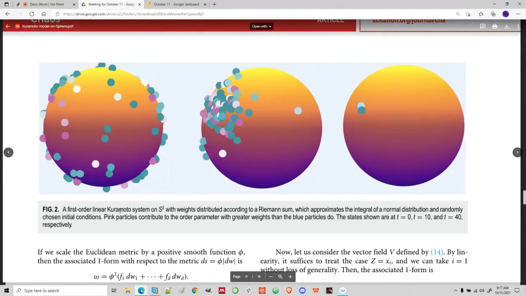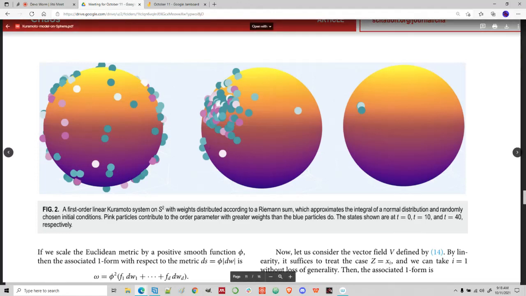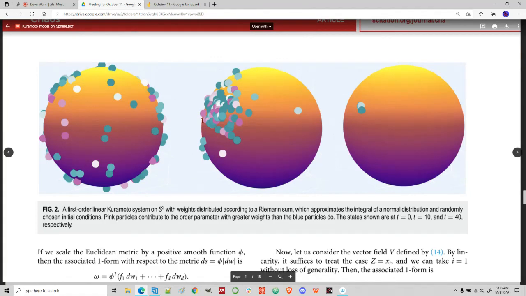So in this case, the first order linear Kuramoto system with weights distributed according to a Riemann sum approximates the integral of a normal distribution of randomly chosen initial conditions. These pink particles here contribute to the order parameter with greater weights than the blue particles do. So you can see that the pink particles are contributing to the order more than the blue particles, and you see that the pink particles disappear here.